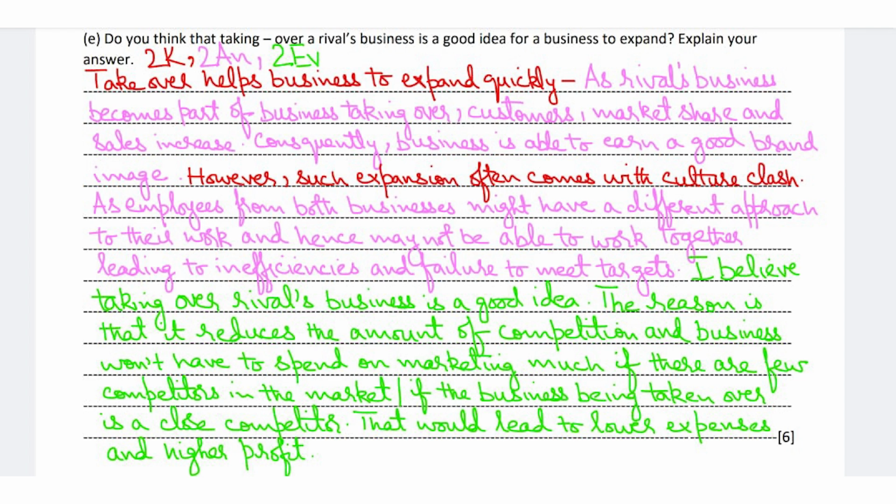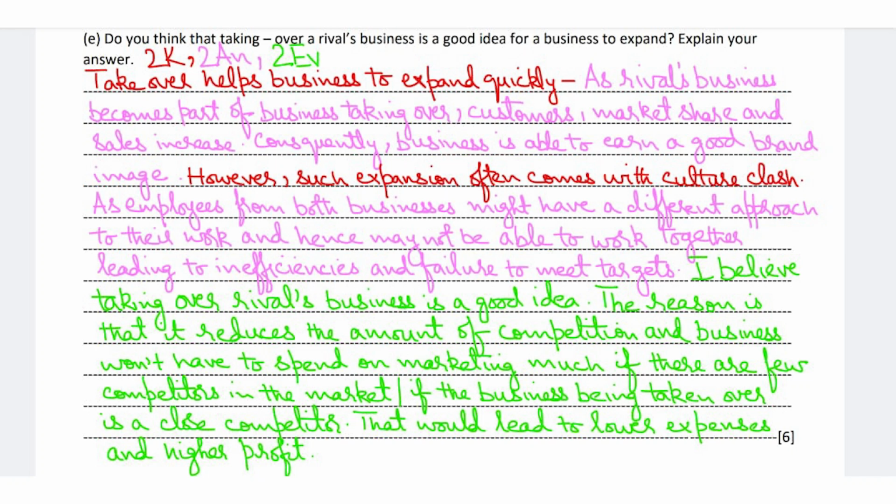But now I would explain why it would be a culture clash, and how it would impact the business as well. This would be my analysis, right? As employees from both businesses might have a different approach to their work, obviously because they might be working in a different environment, in different circumstances, under different bosses having different approaches. Okay, so as employees from both businesses might have a different approach to their work, and hence, again connective, right? So I'm building an argument, I'm into analysis, and hence may not be able to work together, leading to inefficiencies and failure to meet targets.